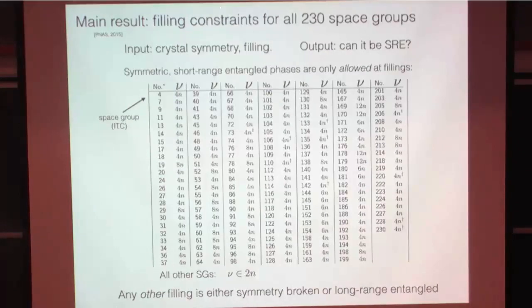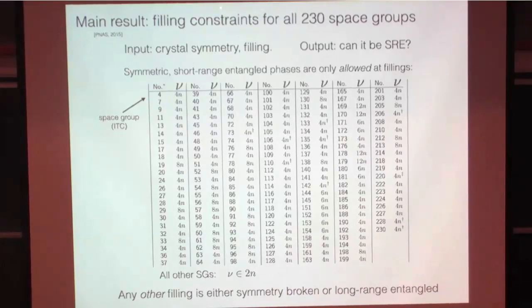So the result is as follows. The way you would use this table is you'd look at your material and say, okay, it's space group number 17. You'd count the number of electrons, and you'd see whether the number of electrons was a multiple of 4. So if the filling was a multiple of 4, then it could be short-range entangled. Otherwise, it has to actually be long-range entangled. So if you saw it was gapped and symmetric, it has to have these anyon excitations.